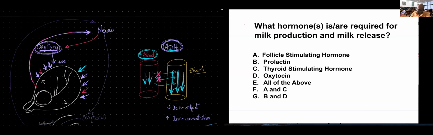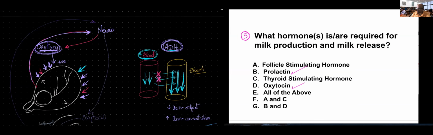Our third question for the in-class activity for this session today is, what hormone or hormones are required for milk production and milk release? Production and release. Production, I need prolactin. Release, I need oxytocin.